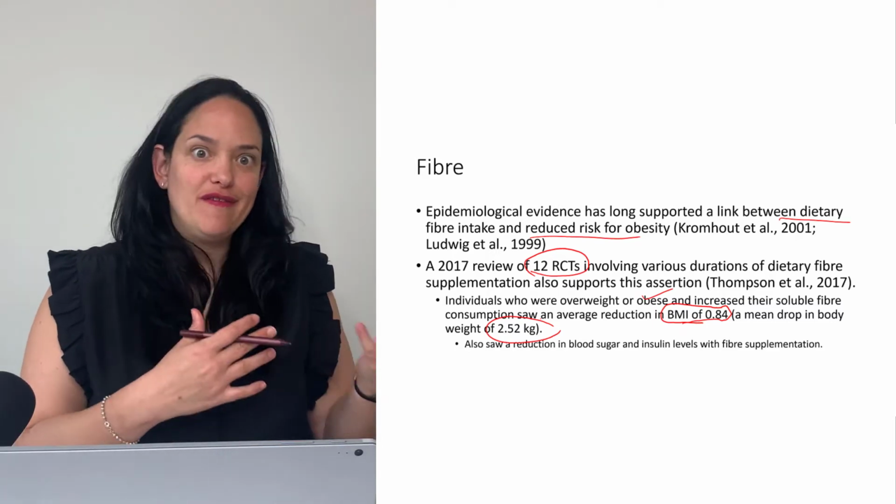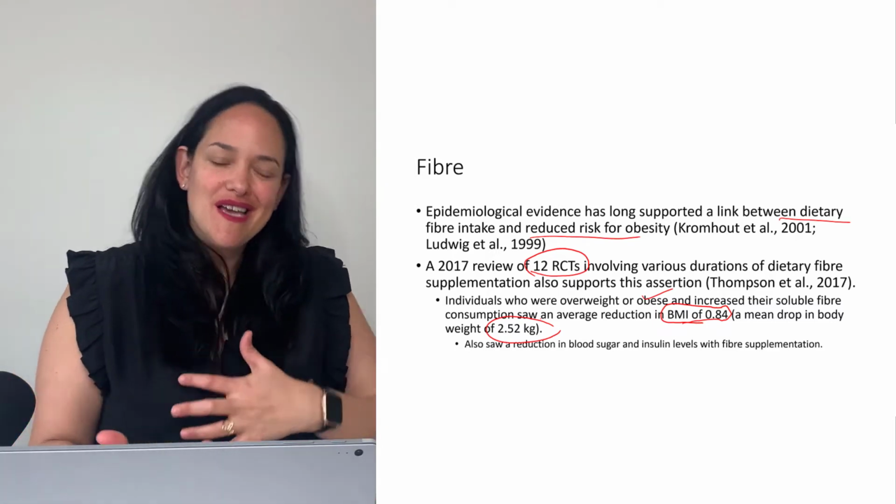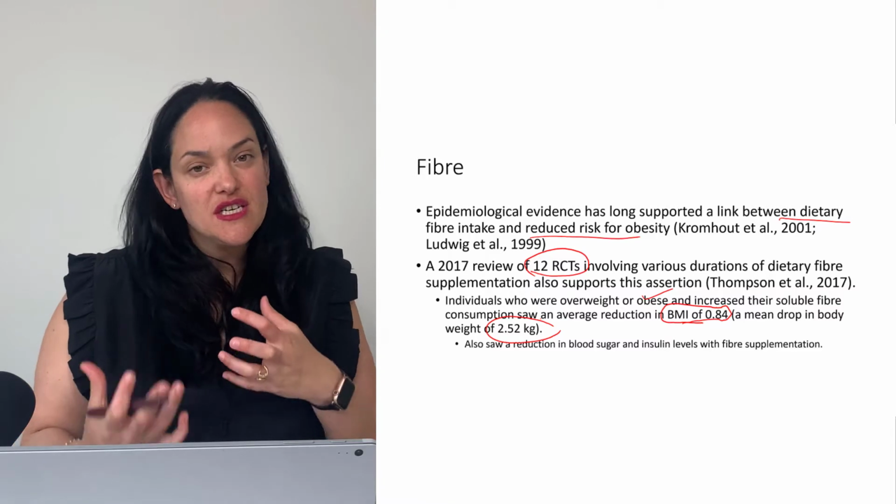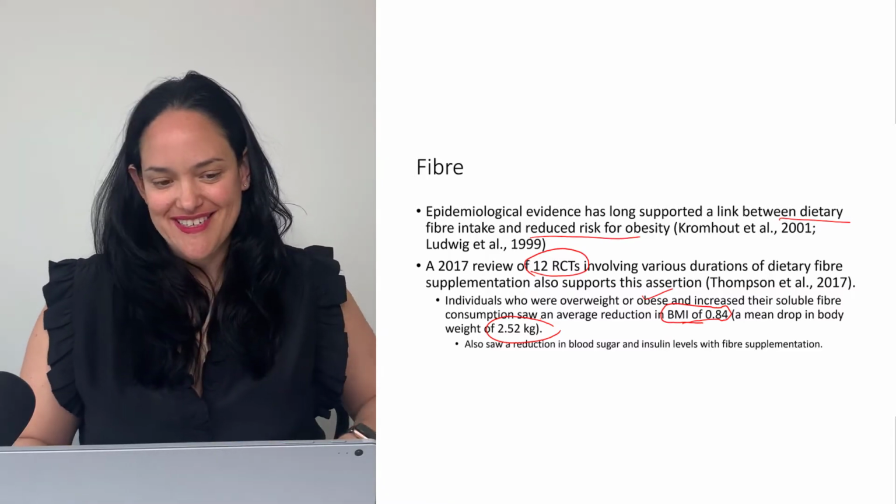Okay, and fiber is great for managing blood sugars. Insoluble fiber is great for digestive health. Fiber is king. I love fiber.